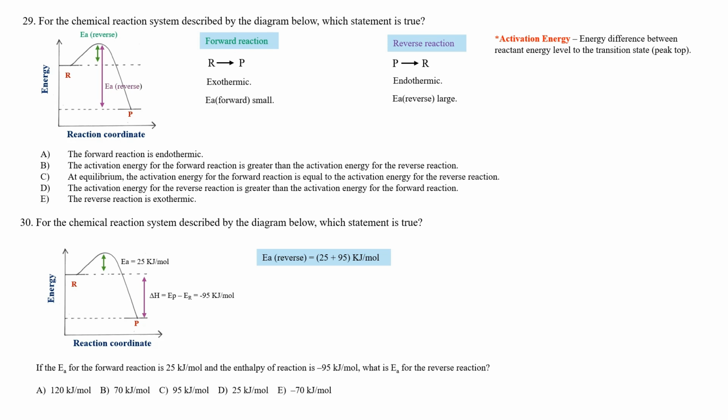It should be 95 plus 25. You need to add both together. The total distance is 25 plus 95. The answer is 120 kilojoules per mole.